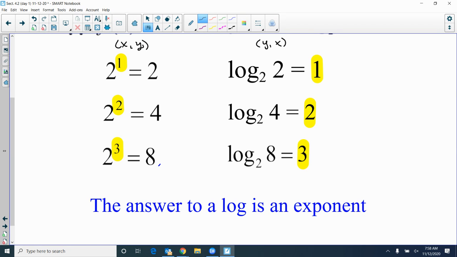Do you remember how to read these or what's going on with logs? So log base 2 of 8 equals 3. This is your base. This is your power. And this is your answer. So you basically need to think backwards. It says 2 to the third power equals 8. So when we're thinking about logs, the answer says that's what power? 2 to what power equals 8? Well, 2 to the third power is 8.